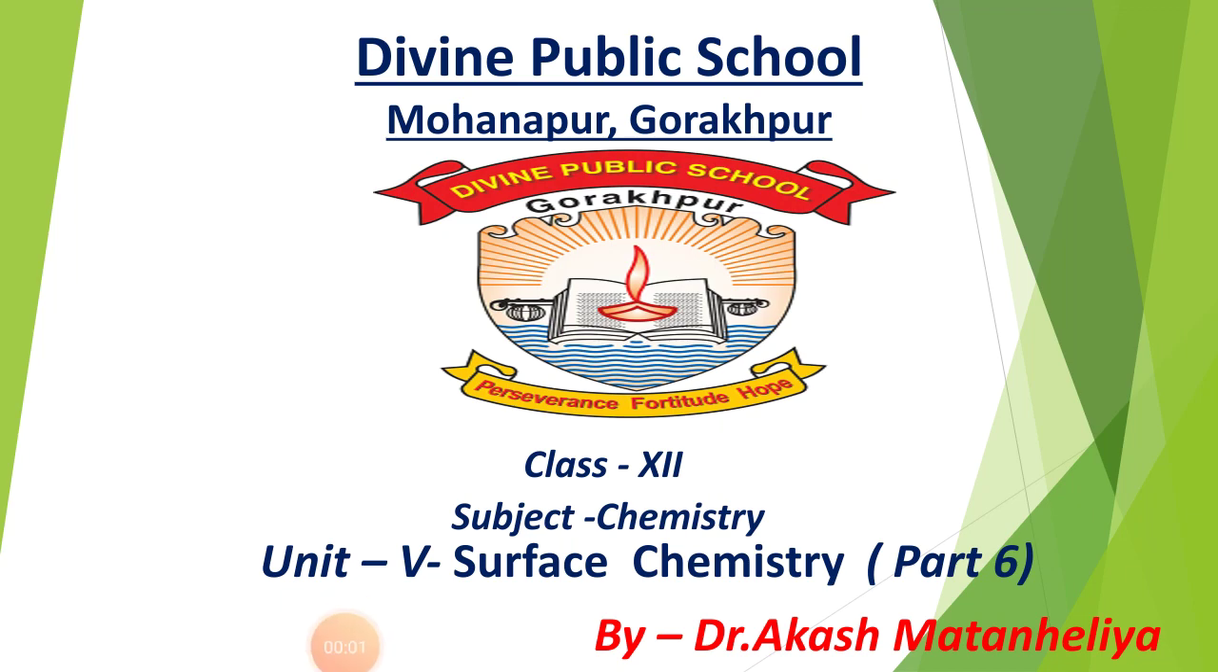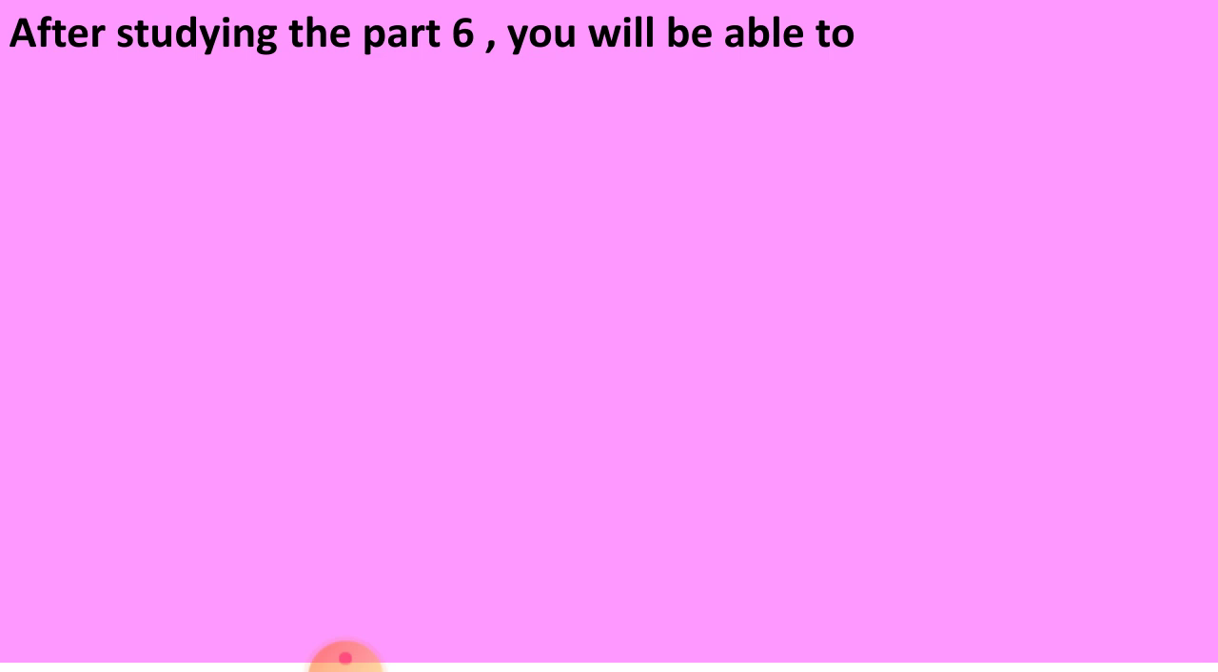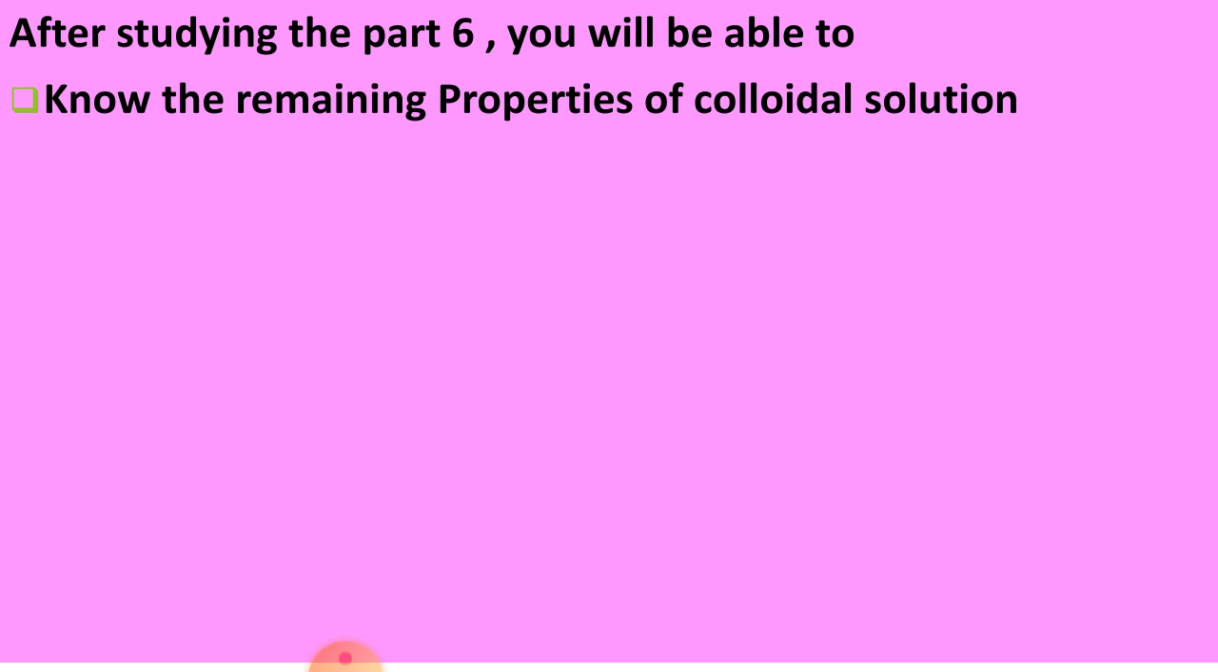Hello dear students, today I will discuss part 6 of unit 5, surface chemistry. This is the second last part of this chapter. So dear students, after studying part 6, we will be able to know the remaining properties of colloidal solution, that is colligative properties.